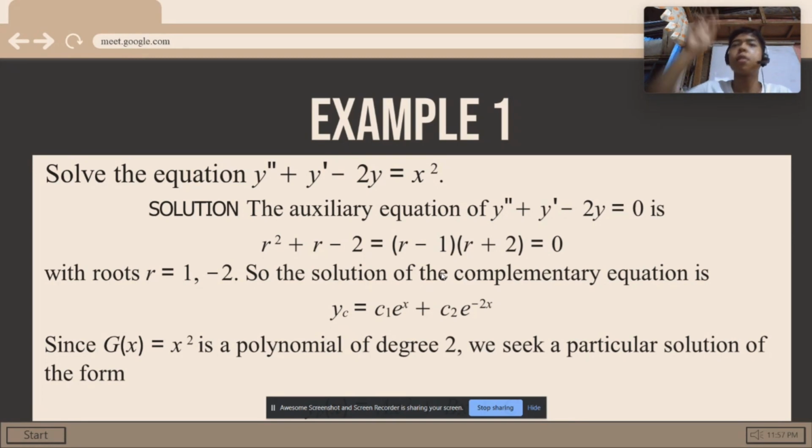So the prime there is squared. If it's double prime, it's squared. Okay, so just remember the factoring. So we have r minus 1. The factor of r squared plus r minus 2 is the quantity r minus 1 times the quantity r plus 2, equals 0. So we have the roots of the complementary equation, r equals 1 and negative 2.